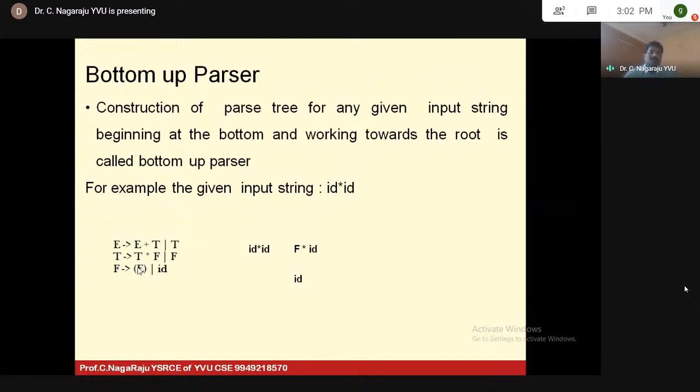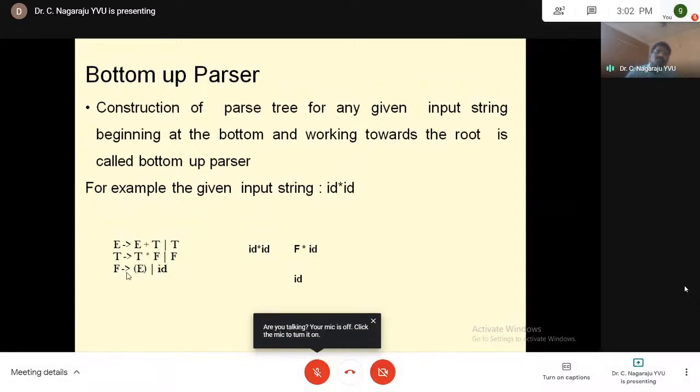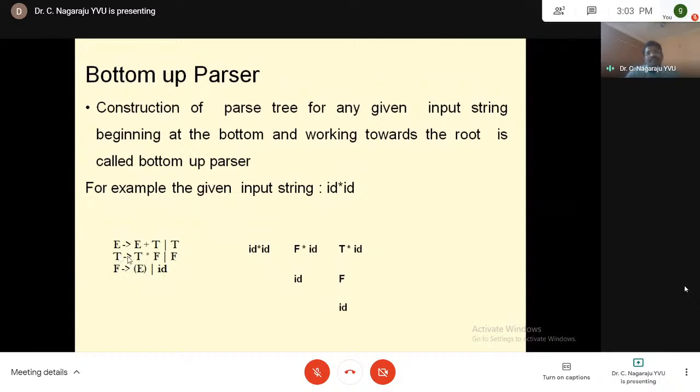In this expression, F goes to E within brackets or id. So in these two productions we take F equals id. That's why id is replaced with F. After that, F is the child of T, so F is replaced with T, which is a non-terminal.